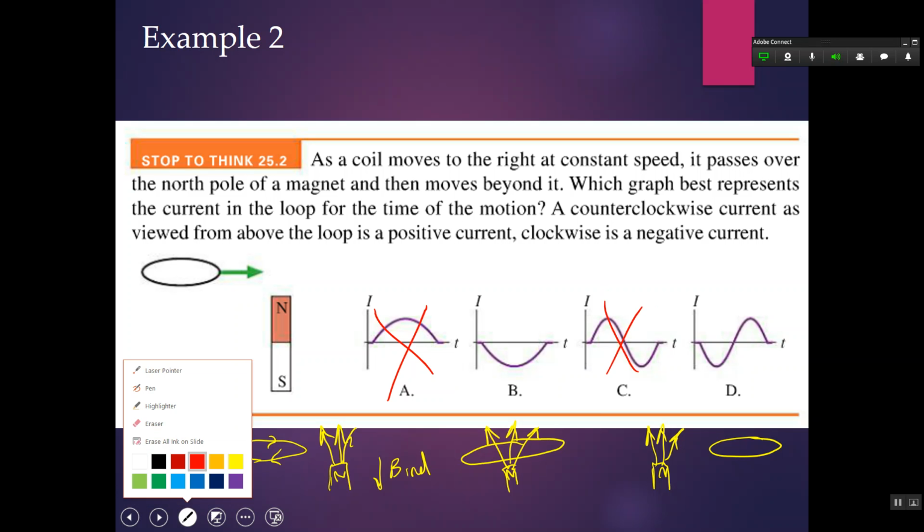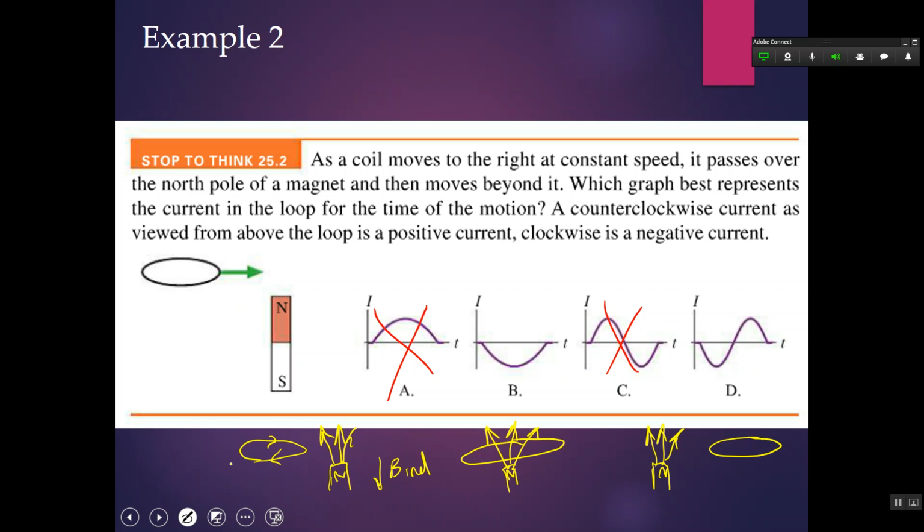All right, once it's here, and now it's moving away, is my loop's magnetic flux increasing or decreasing? Decreasing. And is it decreasing in the up direction or in the down direction? In the up direction. Okay, because the magnetic field is still pointing upwards. It's just less up now. So if it's less up now, how is nature going to respond? By inducing magnetic field in which direction? More up, exactly.